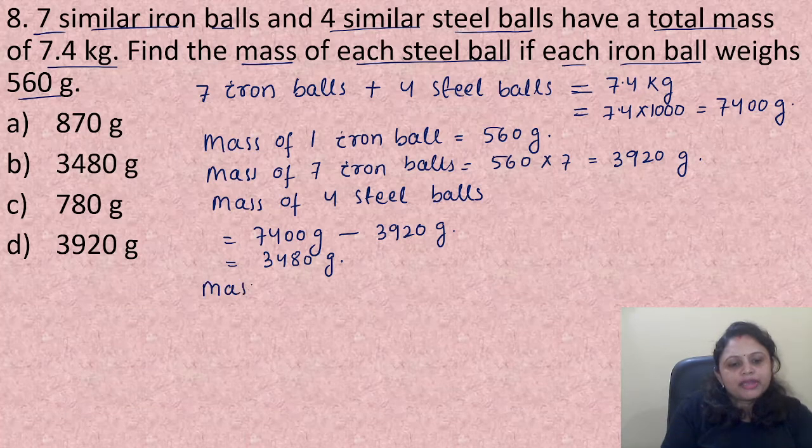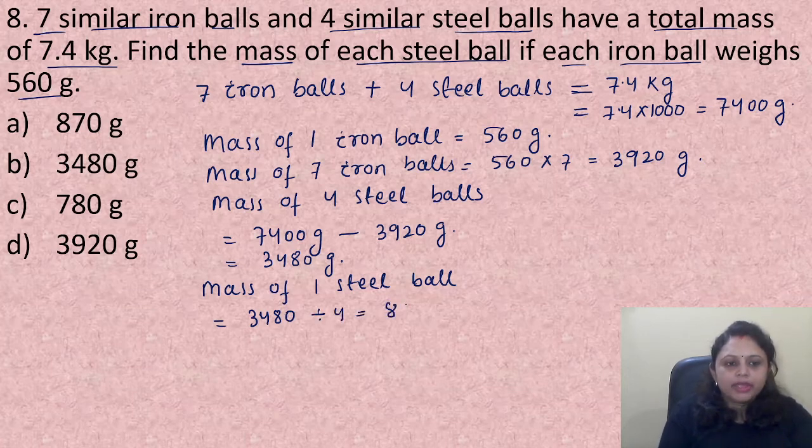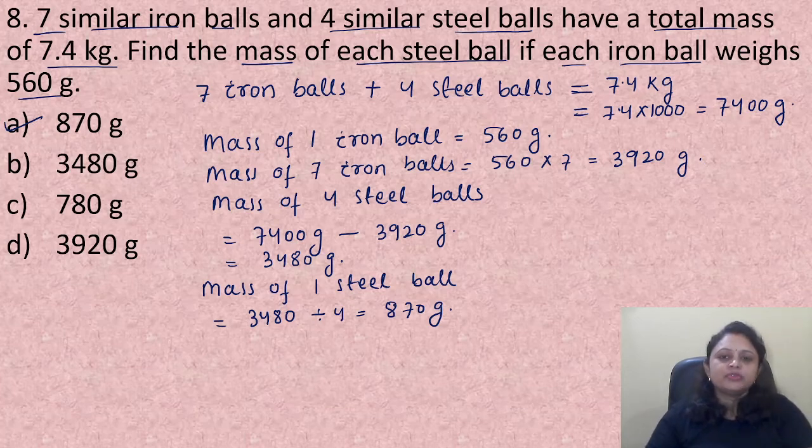We have to find the mass of 1 steel ball. That is equal to 3480 divided by 4, that is equal to 870 gram. So it is present in option A. That's why the correct answer is option A, 870 gram. Got it? Coming to the next question.